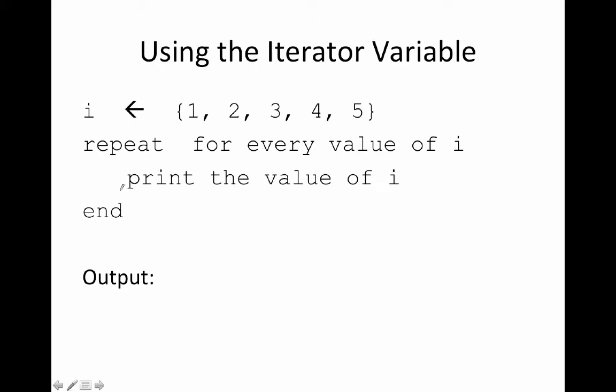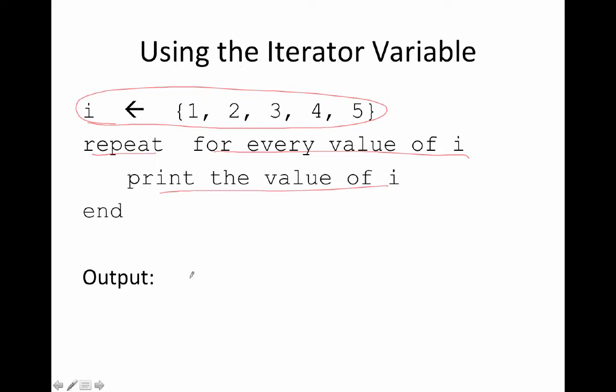So here's an example of using the iterator variable in the action. We're going to say that I is going to go through all of the values from 1 to 5, and the loop says repeat for every value of I, print the value of I. So the output is going to look like this. Now it's going to depend on whether we have a new line in the printing or not.